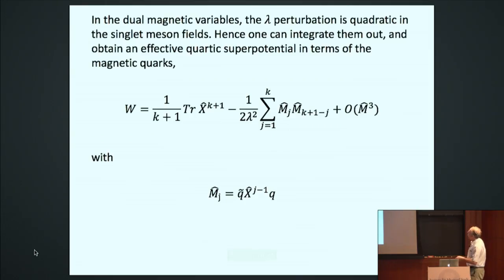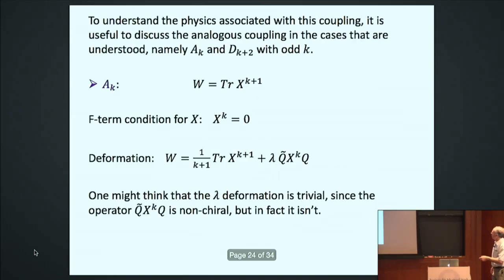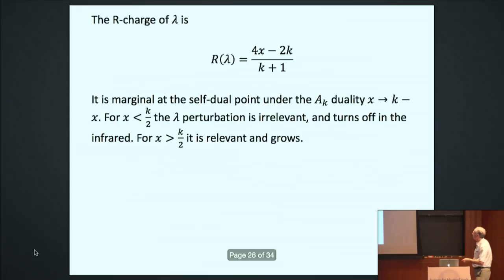So what do you want to do with this? Well, when it's irrelevant, when the coupling is small enough, then you know what it does in the infrared, namely nothing. The coupling just goes to 0. The question is, if the coupling is above the self-dual value, then it's a relevant operator, and you can ask, what does it do?